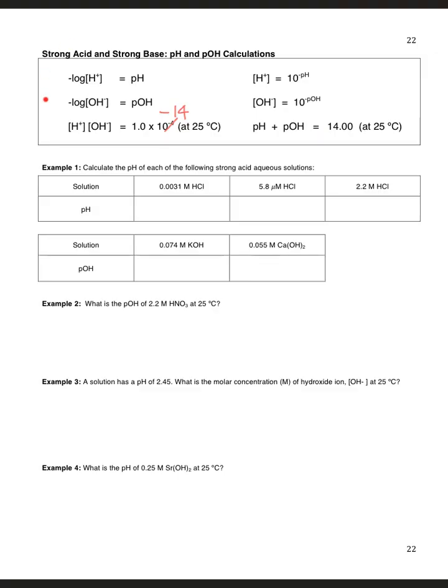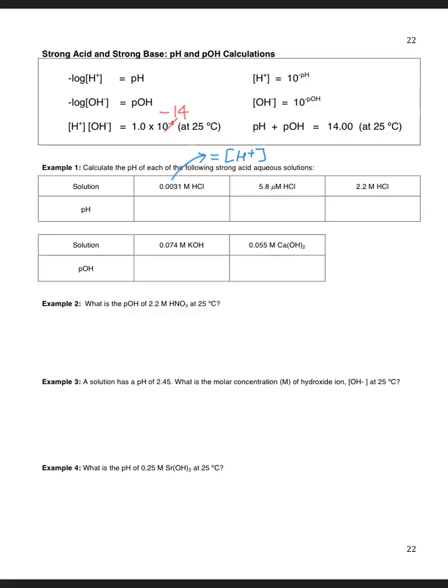Let's use these equations right here to complete examples 1, 2, 3, and 4. Please pause the video now and complete them. Once you finish, you can resume the video again. Example 1 asks us to calculate the pH of the strong acid HCl. Again, hydrochloric acid is a strong acid. That means the concentration of the strong acid would be the same concentration as proton or hydronium ions.